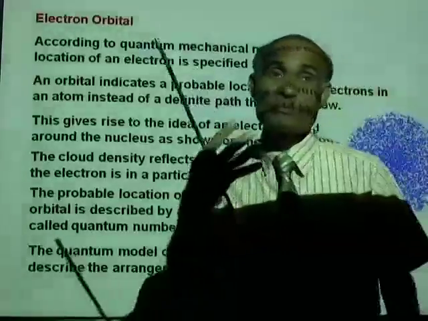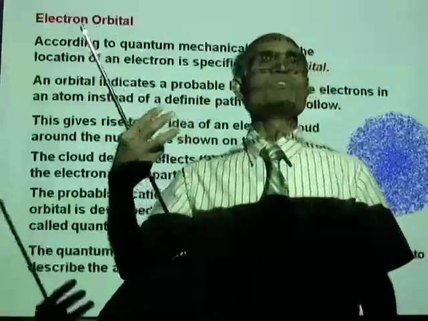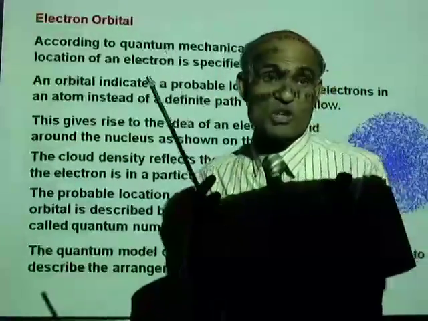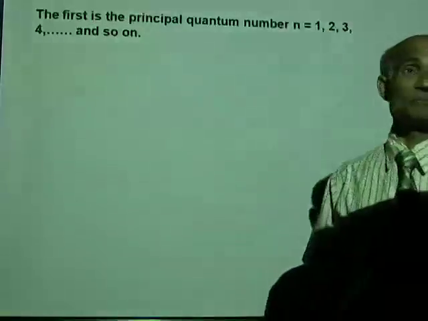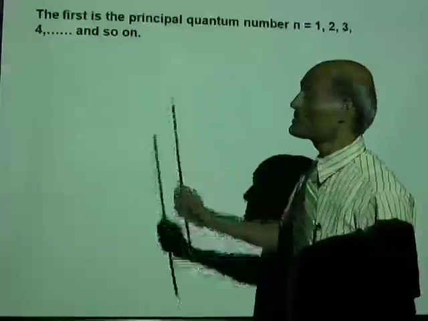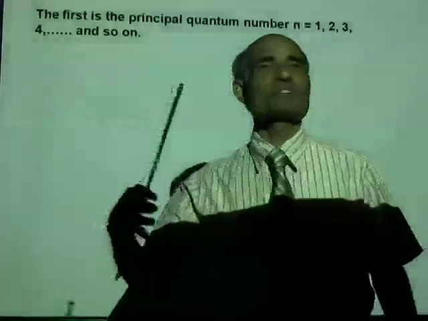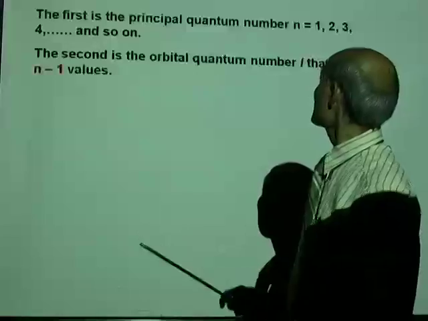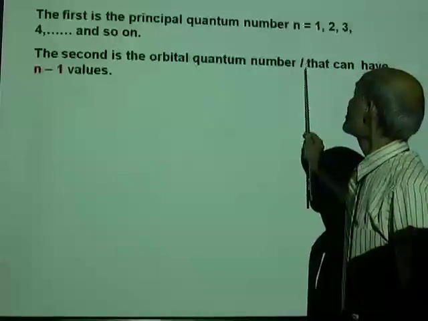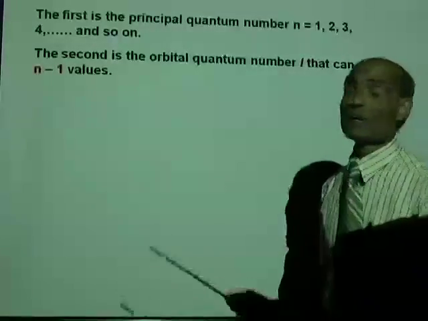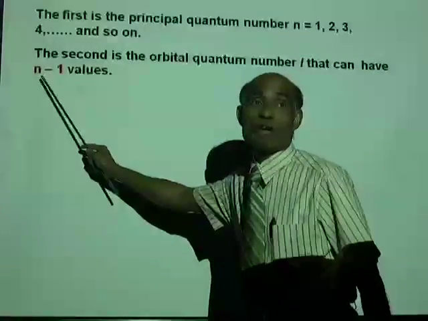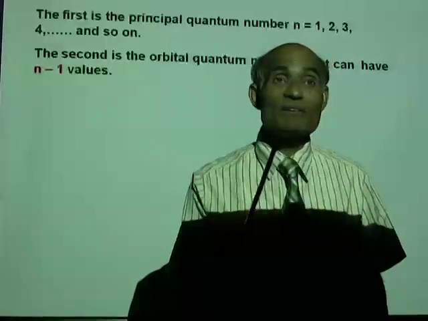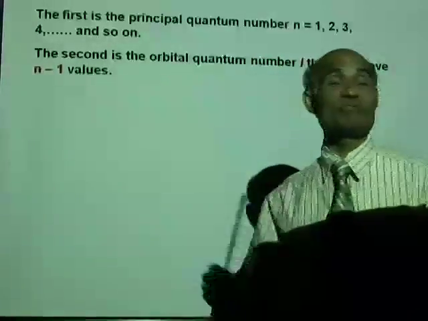So in addition to the principal quantum number, we will use 3 more additional quantum numbers to describe exactly where the electron is. Now, the first is the principal quantum number, n equal to 1, 2, 3, and so on. The second is the orbital quantum number, and we represent it by L, and L can have n minus 1 values.